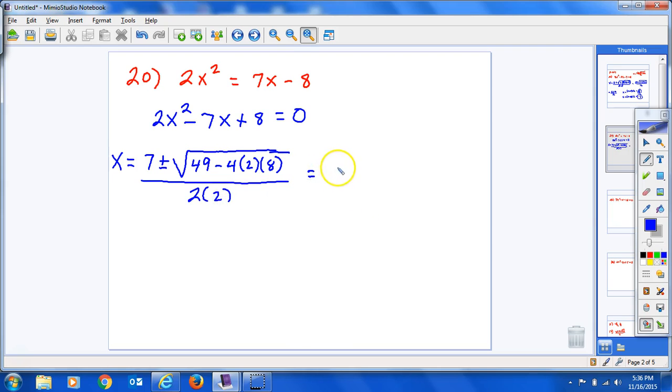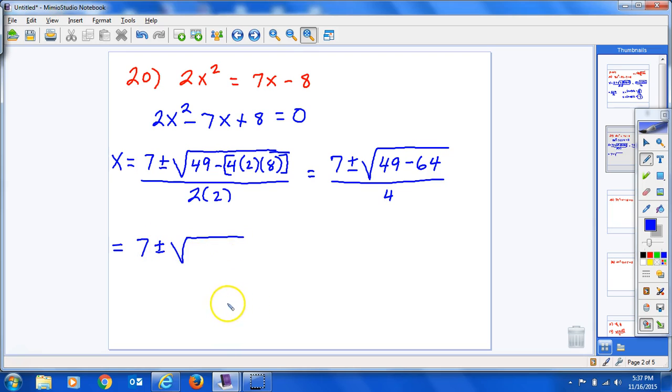Okay, let's start simplifying this. 7 plus or minus, and doing the operations underneath the radical. First we multiply: 4 times 2 is 8, times 8 is 64. So we end up with 49 minus 64, and all of that is divided by 4. Okay, and we'll just keep working on this. If you simplify underneath the radical, 49 minus 64 is negative 15, divided by 4.